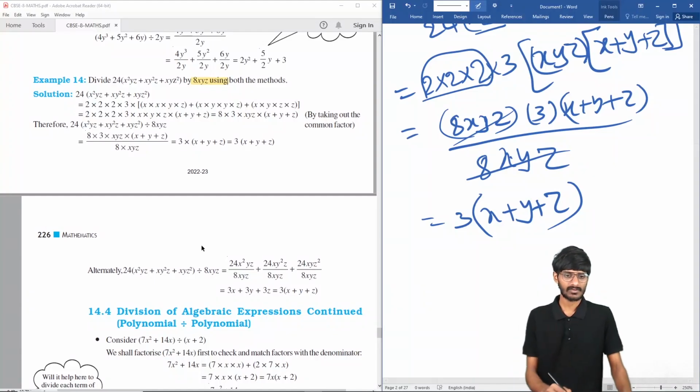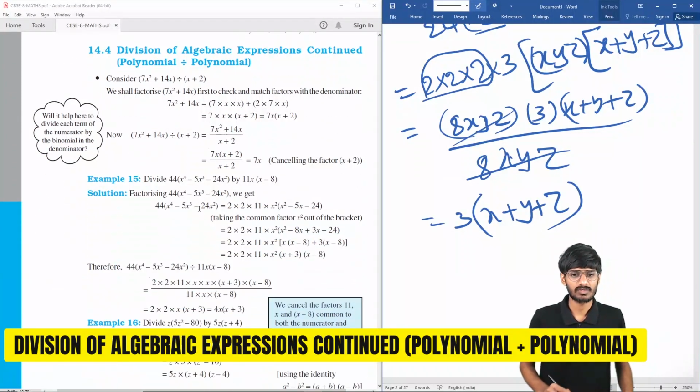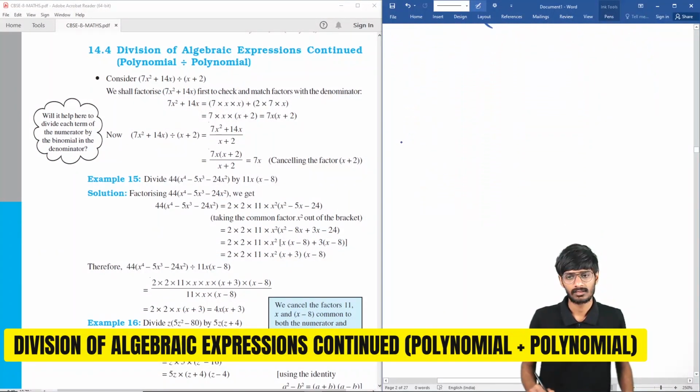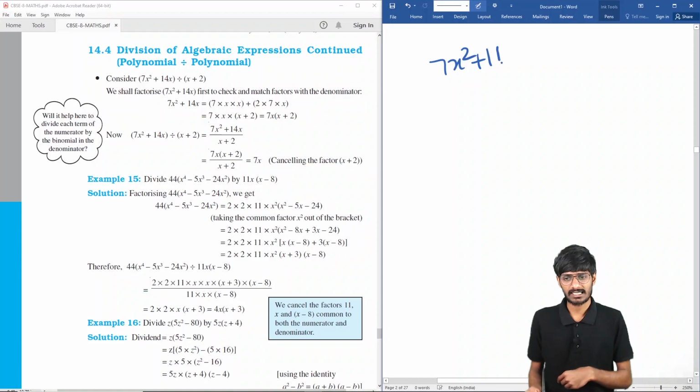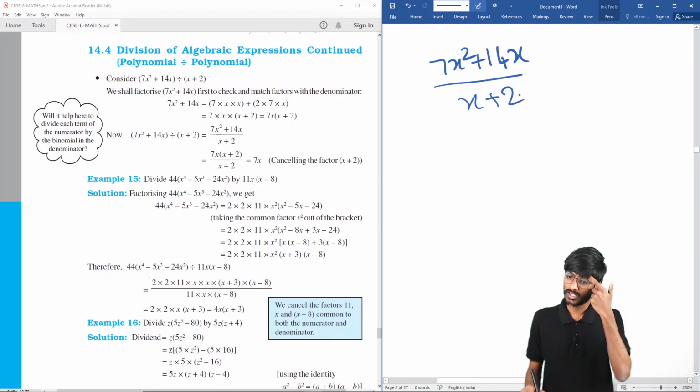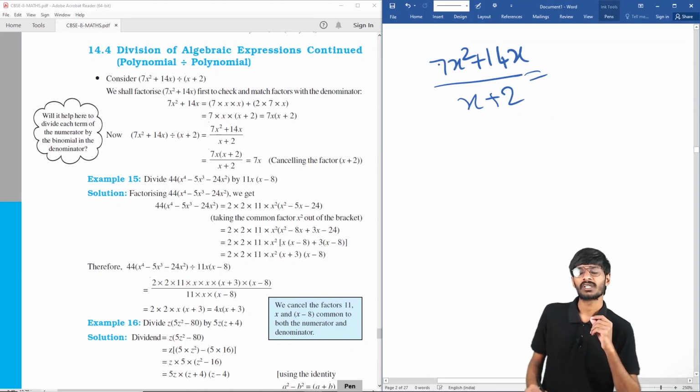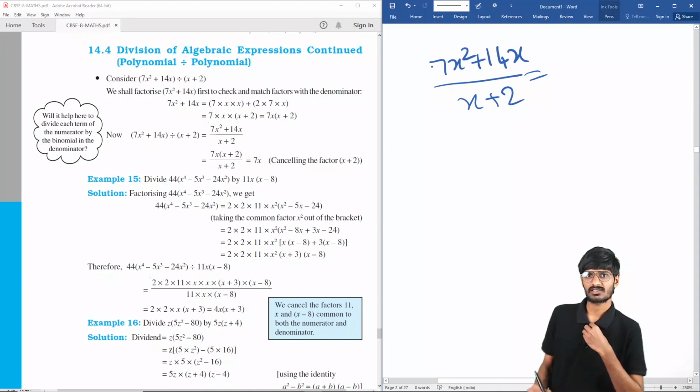Okay. Next, division of algebraic expressions. Now we have divided a polynomial by a monomial. Now we are going to divide a polynomial by another polynomial. So here the example is 7x square plus 14x. It is a polynomial and we have to divide it with x plus 2. What we have to do is, first we have to take this one and find the factors for it, the factor form.